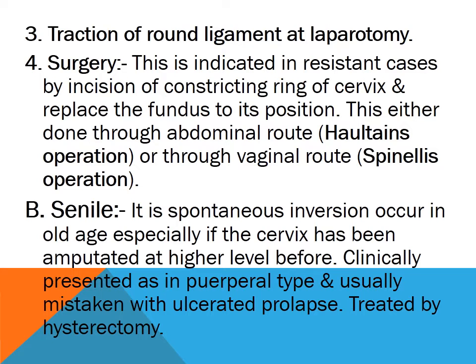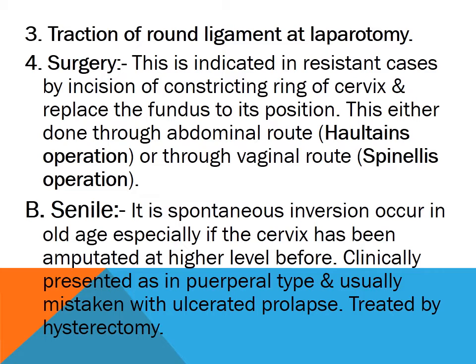Another type of surgery indicated in resistant cases is incision of the constricting ring of the cervix and replacing the fundus to its position. This operation is either done through the abdominal route, so it is called Haultain's operation, or through the vaginal route, so it is called Spinelli's operation.